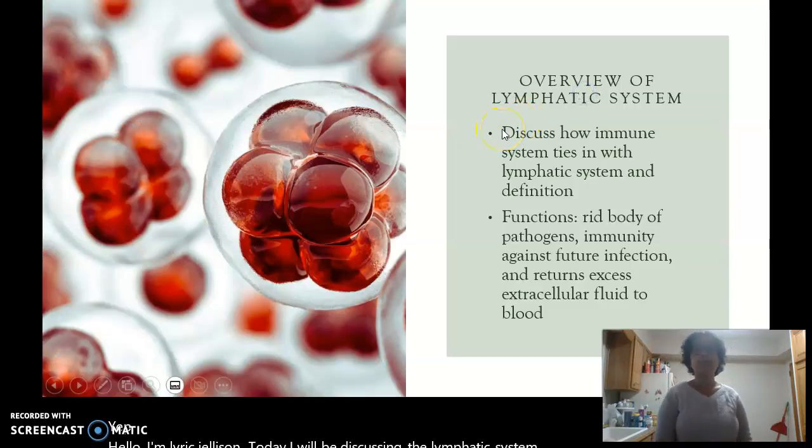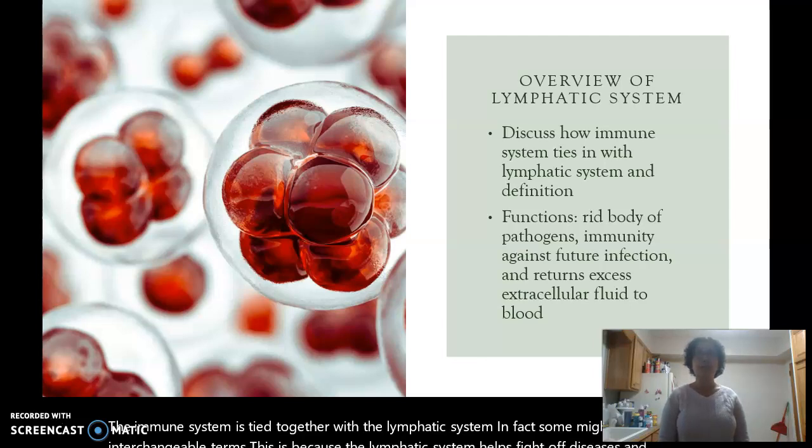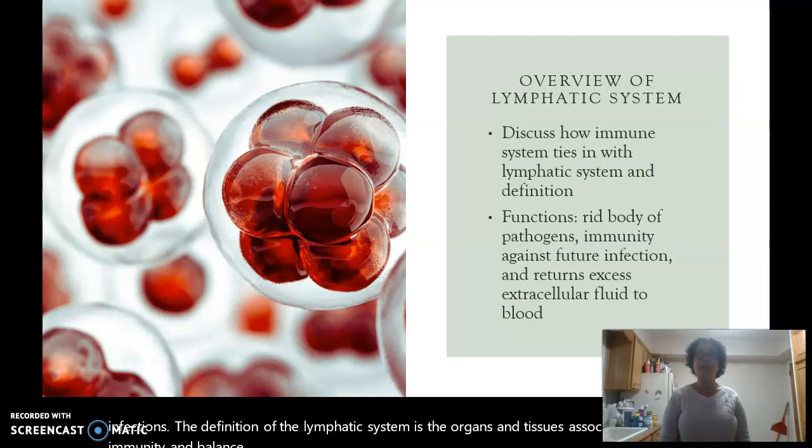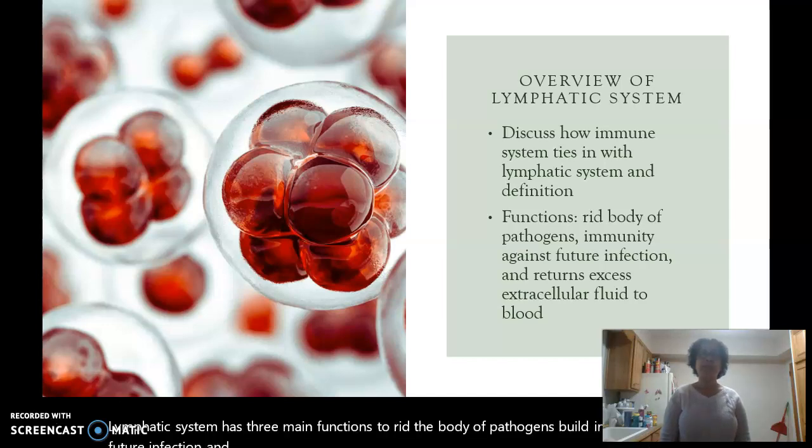The immune system is tied together with the lymphatic system. In fact, some might say they are interchangeable terms. This is because the lymphatic system helps fight off diseases and infections. The definition of the lymphatic system is the organs and tissues associated with immunity and balance. The lymphatic system has three main functions: to rid the body of pathogens, build immunity against future infection, and return excess extracellular fluid to the blood.